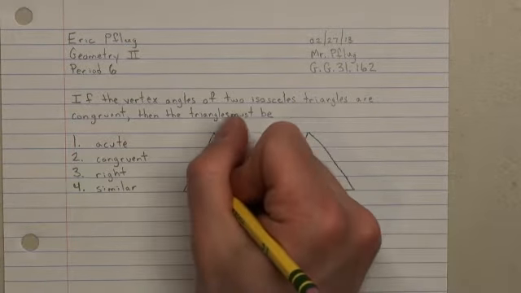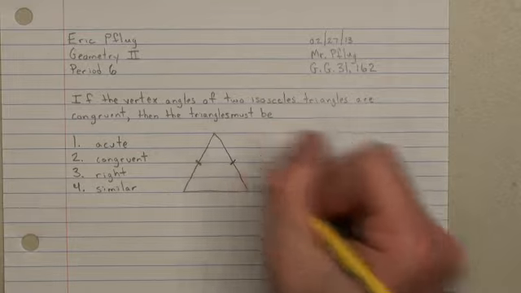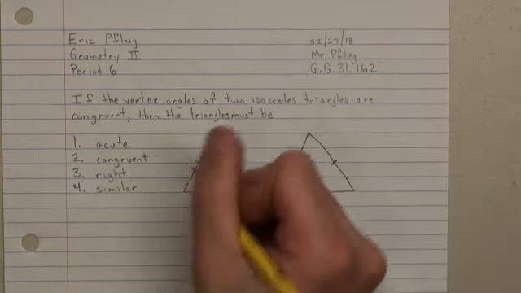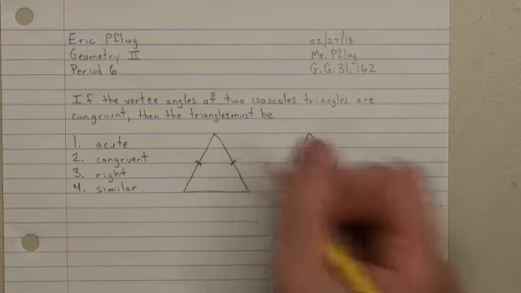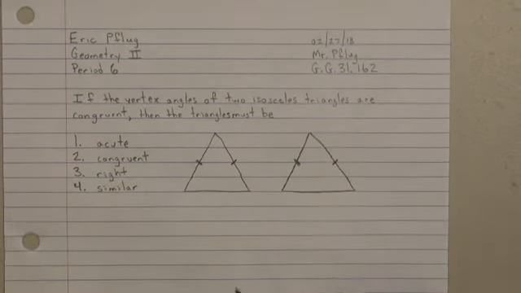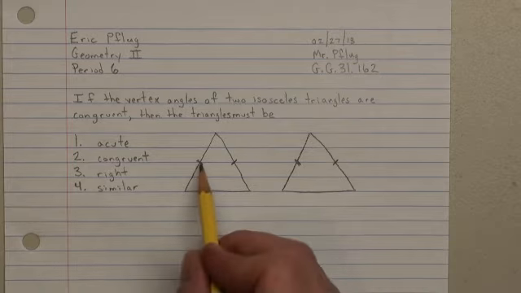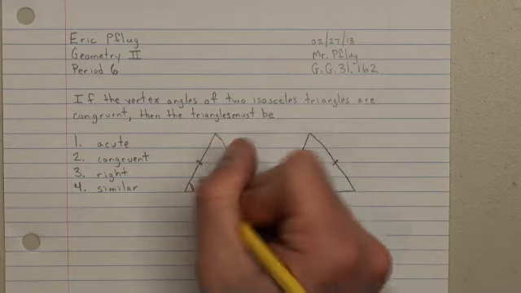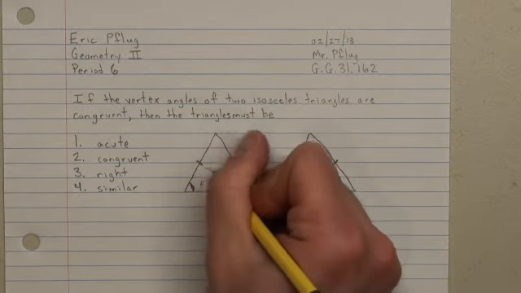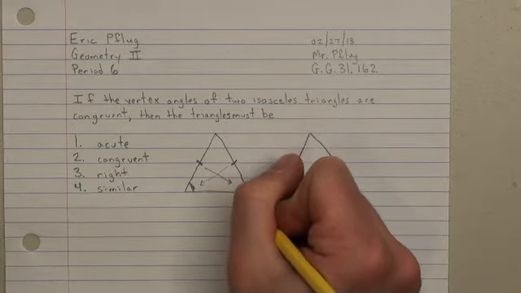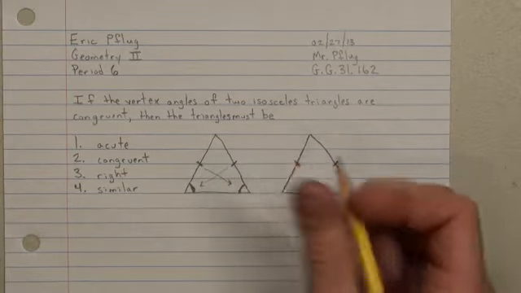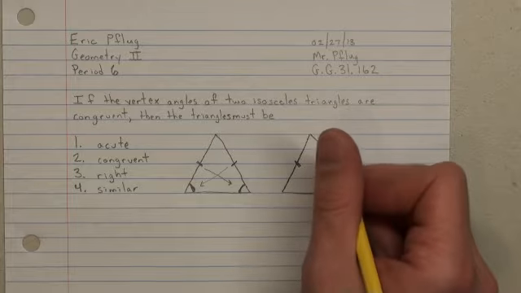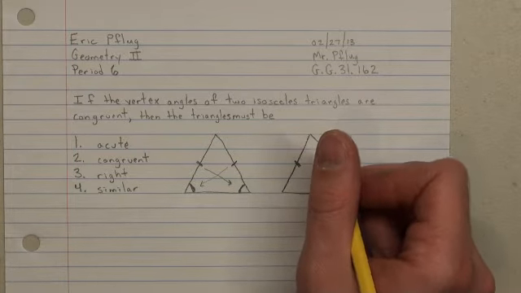Right? And let's make these the sides that are congruent. Now, if these are isosceles triangles, right? And we know that these two sides are congruent, then we also know that this angle is congruent to this angle.